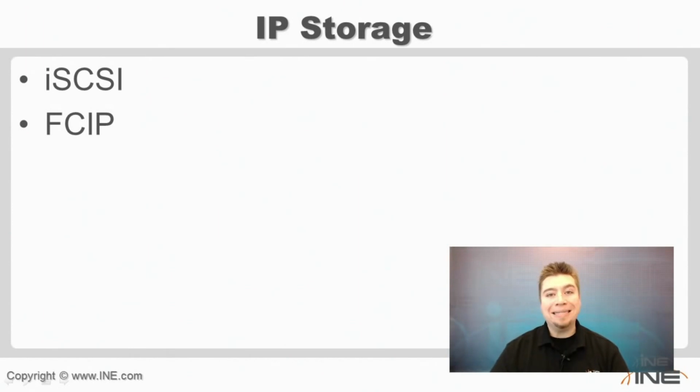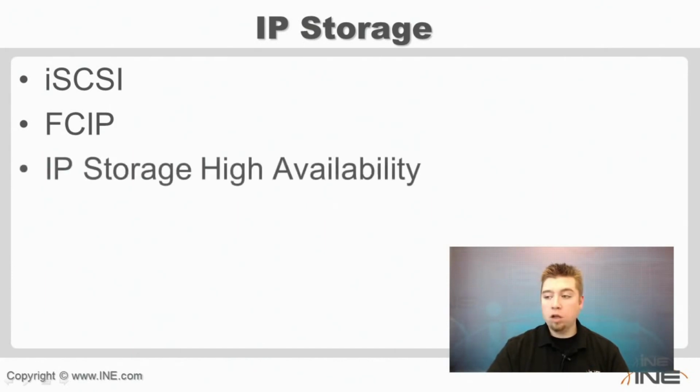FCIP is used for long distance storage area networks, where we're taking Fiber Channel and putting it inside of TCP, then using our normal TCP windowing and acknowledgements to make sure that we can send the storage reads and writes over a long distance, more so than you would normally be able to do with just native Fiber Channel. We'll also talk about storage high availability.